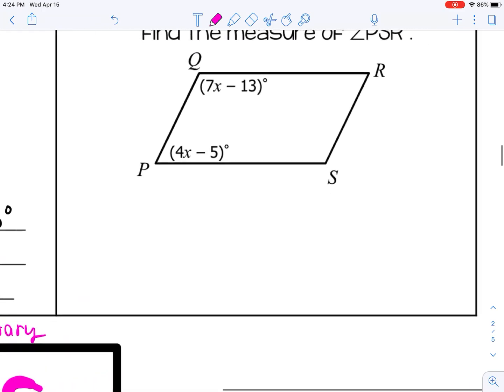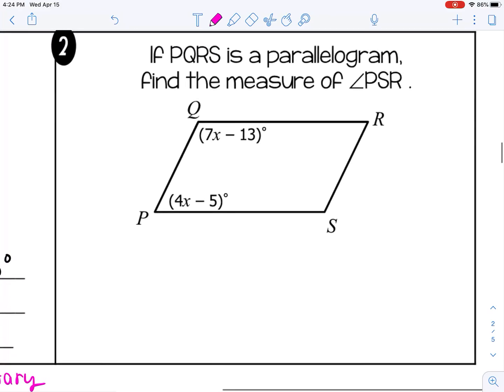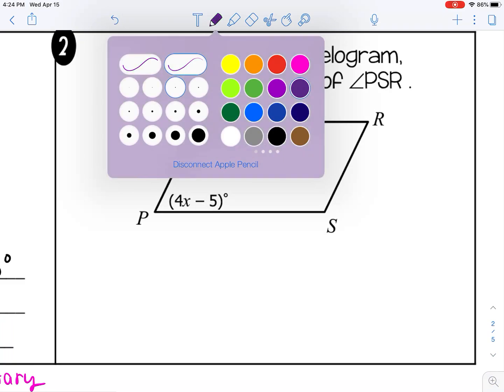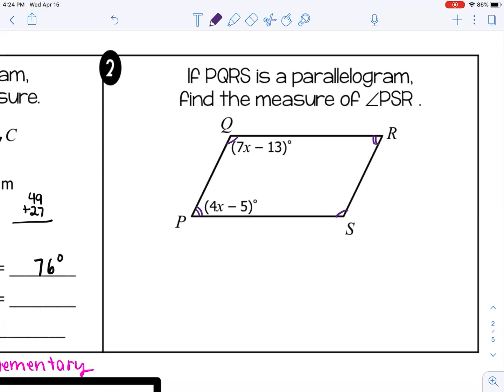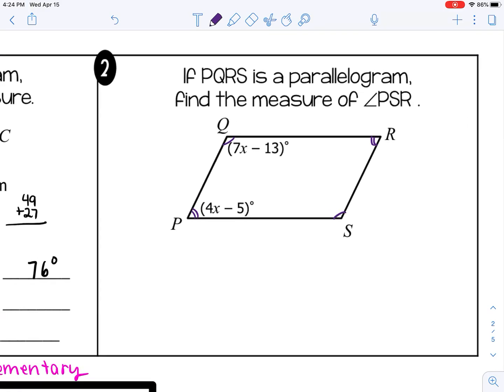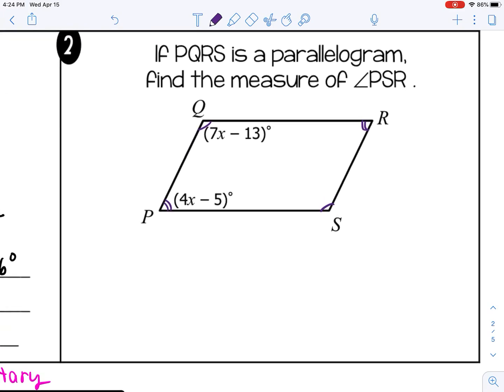In this problem, it says if it's a parallelogram, find the measure of angle PSR. So, we know that the opposite angles are congruent. So when two things are congruent, we set up our problem part equals part. And the consecutive angles are supplementary. So when two things are supplementary, we don't set it up part equals part. We set it up part plus part equals whole. And what is that whole? It is 180. So let's set up and solve this equation.